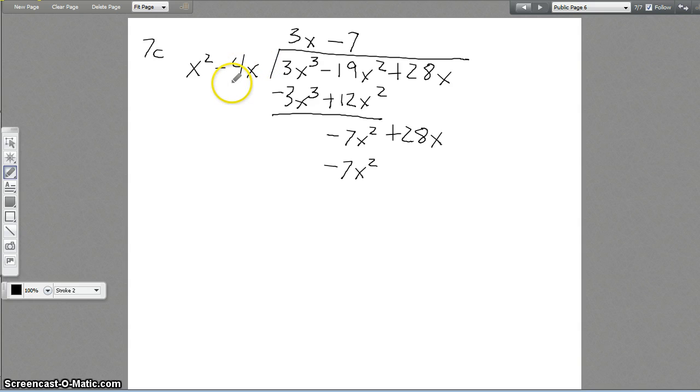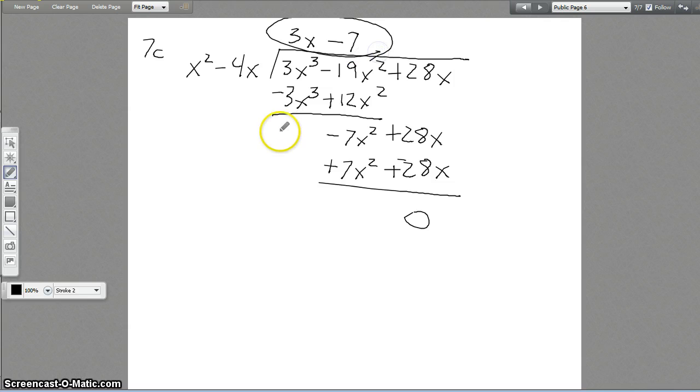Negative 7 times negative 4x, that's going to be a positive 28 because it's a negative times a negative. 7 times 4 is 28. And then we have an x. We draw our line, we flip our signs, and negative 7x squared plus 7x squared is 0, and 28x plus a negative 28x, that's a 0. So our answer is 3x plus 7. Okay, so that was number 7, which is just like number 14 that I assigned for homework.